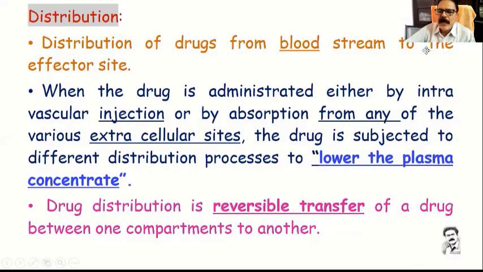I will give some real life general examples. Try to compare the general examples to the body system. Drug distribution is the reversible transfer of the drug from one compartment to another. The body will play comfortably and perfectly. It is a reversible process. If it wants, it can bind with protein. If it doesn't want to bind with the protein, it will come out. Like that, it will do as it feels.